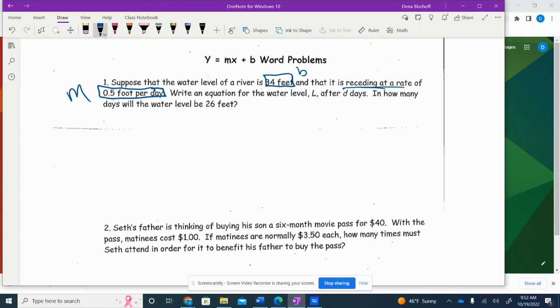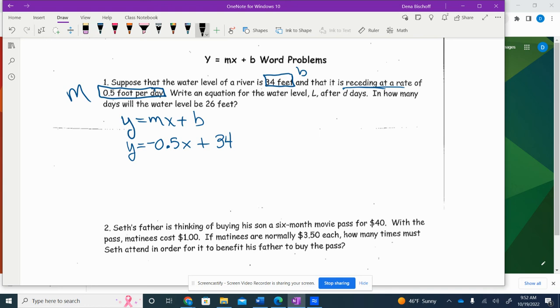So the first thing that I'm going to do is write an equation in terms of y equals mx plus b, because that helps my brain process different variables. So I know that my slope, 0.5, receding, is going to be negative. Y equals negative 0.5x plus my beginning value, 34.